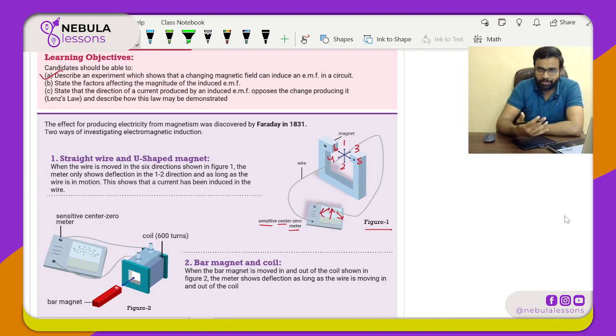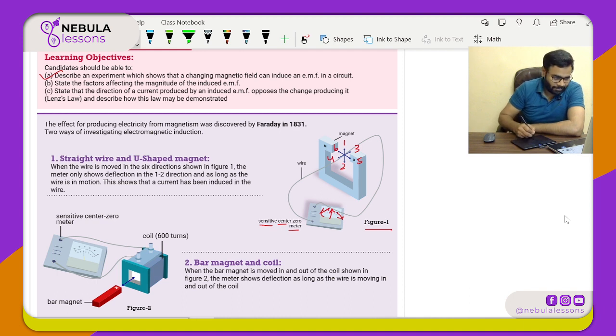By induced EMF, I mean the potential difference generated across the ends of the conductor so that the current can flow. You know that the current only flows when there is a potential difference across the ends of the conductor. So the conductor experiences an induced potential difference only when the wire cuts the magnetic field lines.